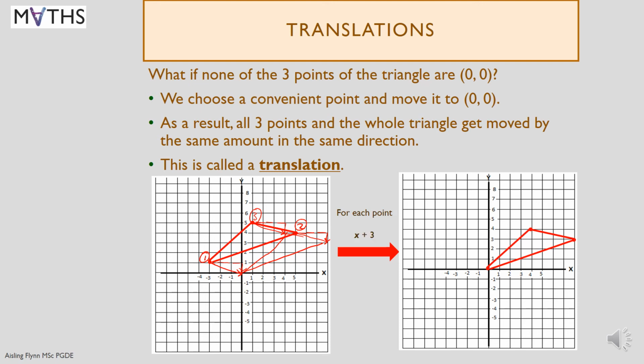Okay, so for each point, what has happened? We've gone right 3 boxes. That means that to the x coordinate, we've added 3, x plus 3, and it's dropped down by 1 box or 1 unit, so the y value has decreased by 1. Okay, and what we need to do is just repeat that for each point of the triangle, and that's called a translation. It's a sliding movement on a graph.